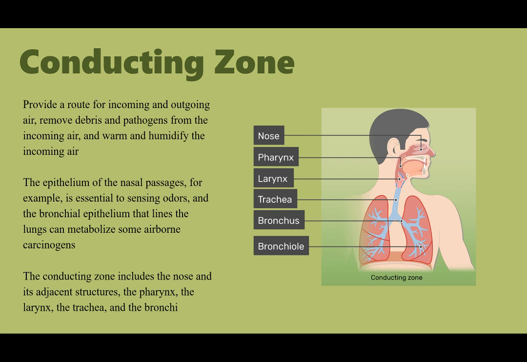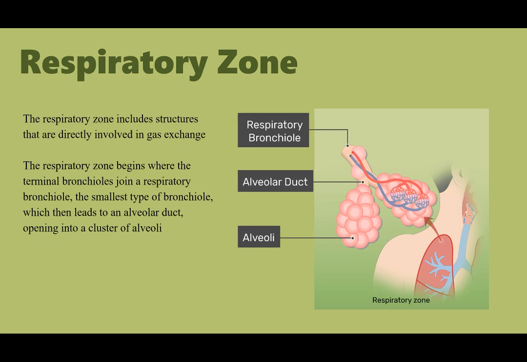The conducting zone is not a single organ; it is composed of a lot of organs and tissues. The conducting zone includes the nose and its adjacent structures, the pharynx, the larynx, the trachea, and the bronchi. As the figure on the right shows, it presents the structures and organs that belong to the conducting zone. It also labels the structures and their positions.